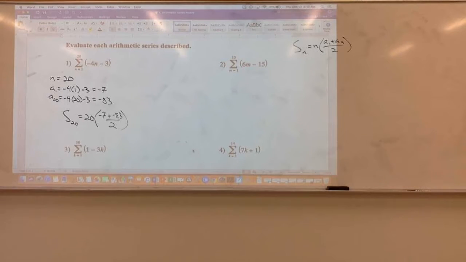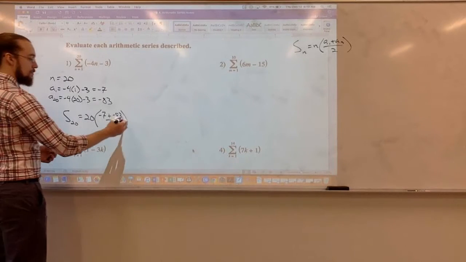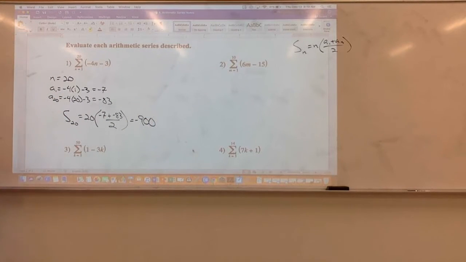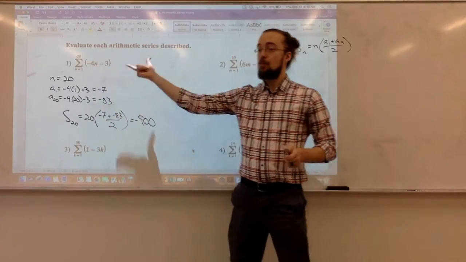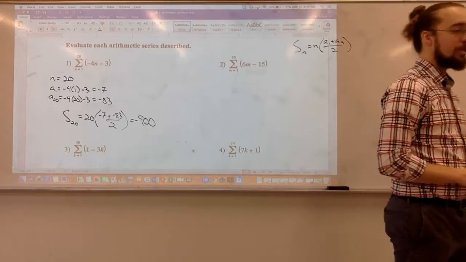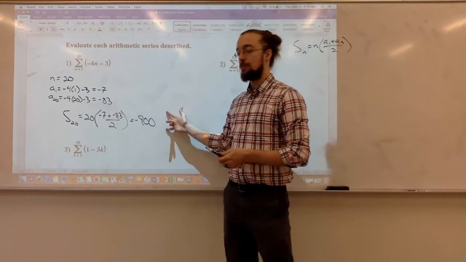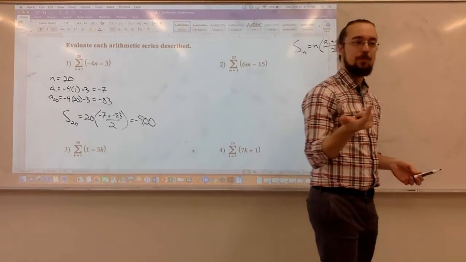So what do we get for that? Negative 900. So, when we have an arithmetic series presented in summation notation, I actually think it's a little bit easier to find the sum than how it was presented on the front.